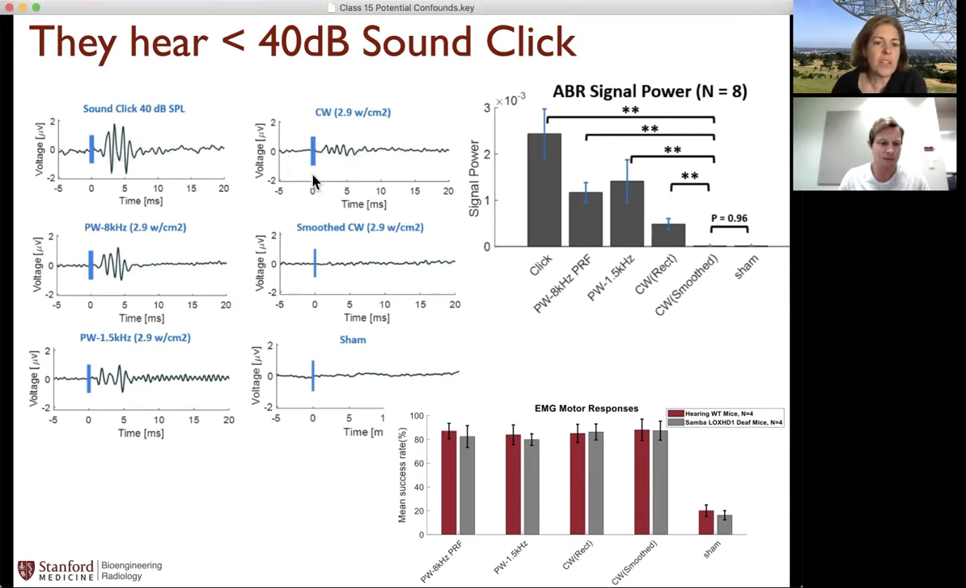We kind of looked at the signal under these curves. This is the ABR signal power. And then what we found is that the signal power for the smooth is really quite small and not significantly different from sham, but significantly different from all of the others. And then lastly, using the different waveforms down here at the bottom, and this is red is the hearing wild type mice, and then gray is one of the genetic knockouts, is that the genetic knockouts respond at the same rate as the hearing wild type mice for all of the different waveforms.